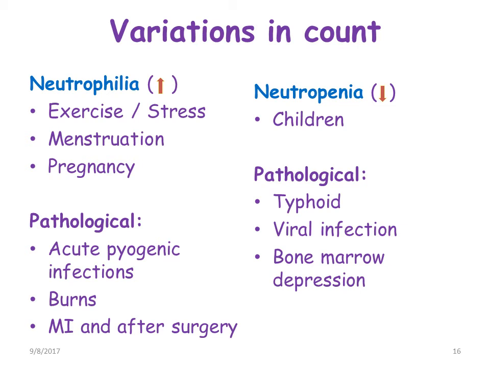In neutrophilia examples: exercise, stress, menstruation, pregnancy. Neutropenia, children, you will find neutropenia. Pathological conditions: you find acute pyogenic infections, burns, myocardial infarction, and after surgery. Neutropenia, pathological conditions: typhoid, viral infection, bone marrow depression.